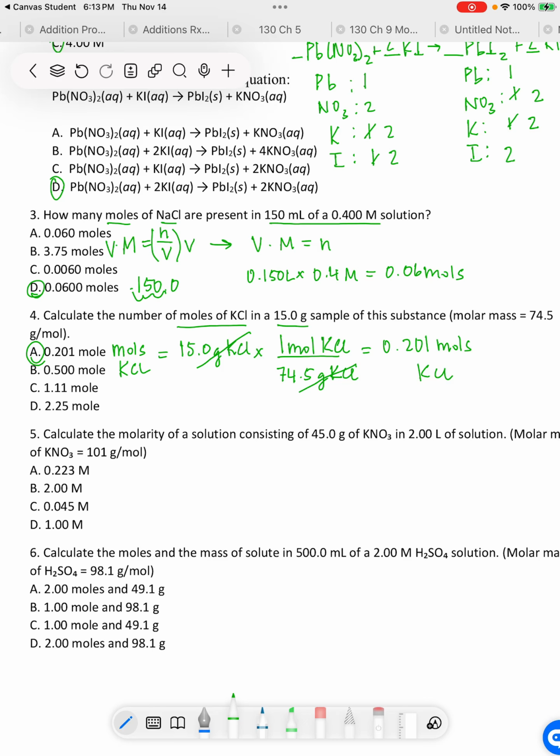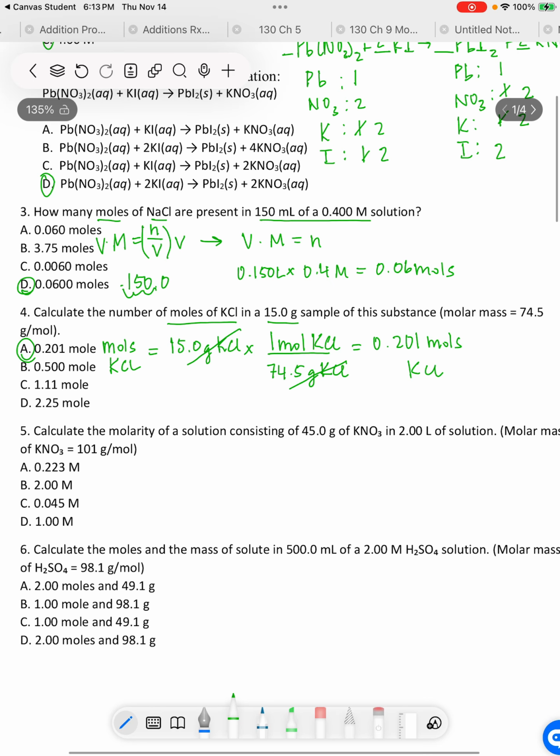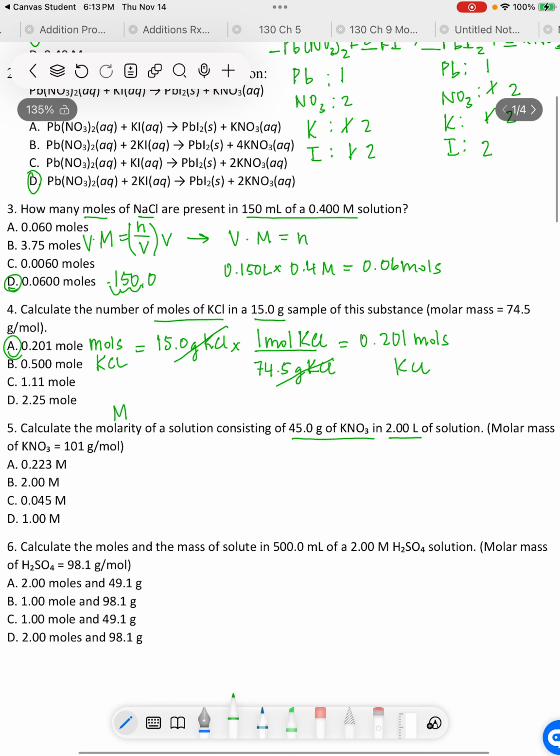Alrighty. So number 5, calculate the molarity. Remember, molarity is big M, of a solution consisting of 45 grams KNO3 in 2 liters of solution. So we have grams and we have volume and we need molarity. So we know we need molarity, which is moles over volume.